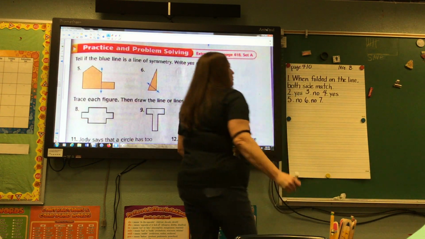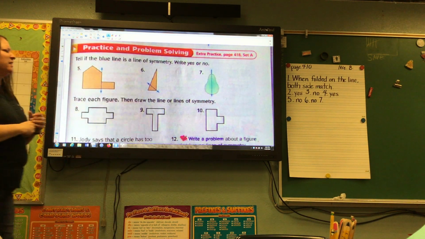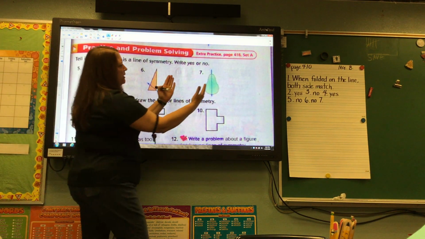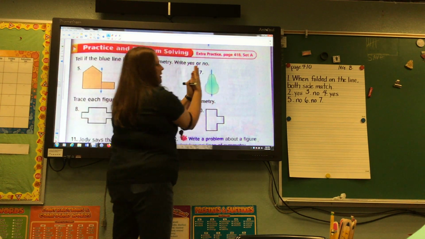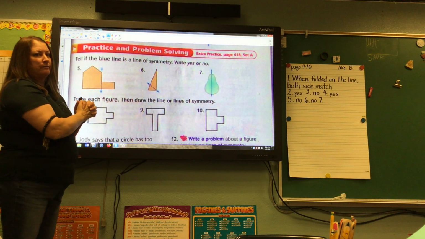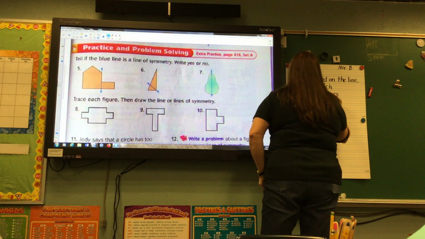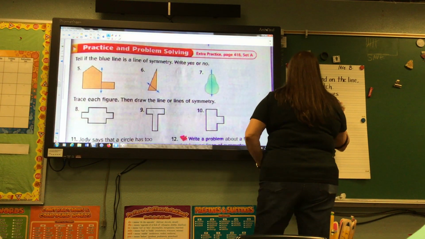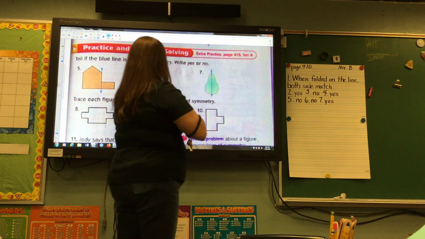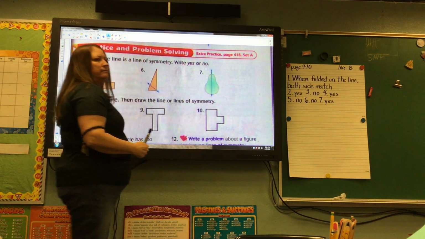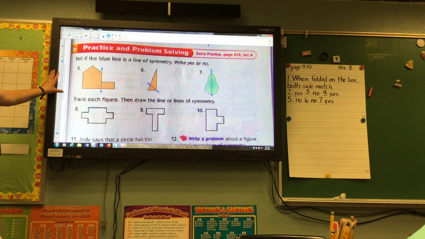Okay, number 7, let's look at it. I've got a lot of pear-looking shape there. Now, interesting, if I fold this shape on the line, would both sides match perfectly? Yes, they would, so we do have a line of symmetry. Interesting on number 7, though, I notice I can fold it this way, but I couldn't fold it from top to bottom. Wouldn't work.